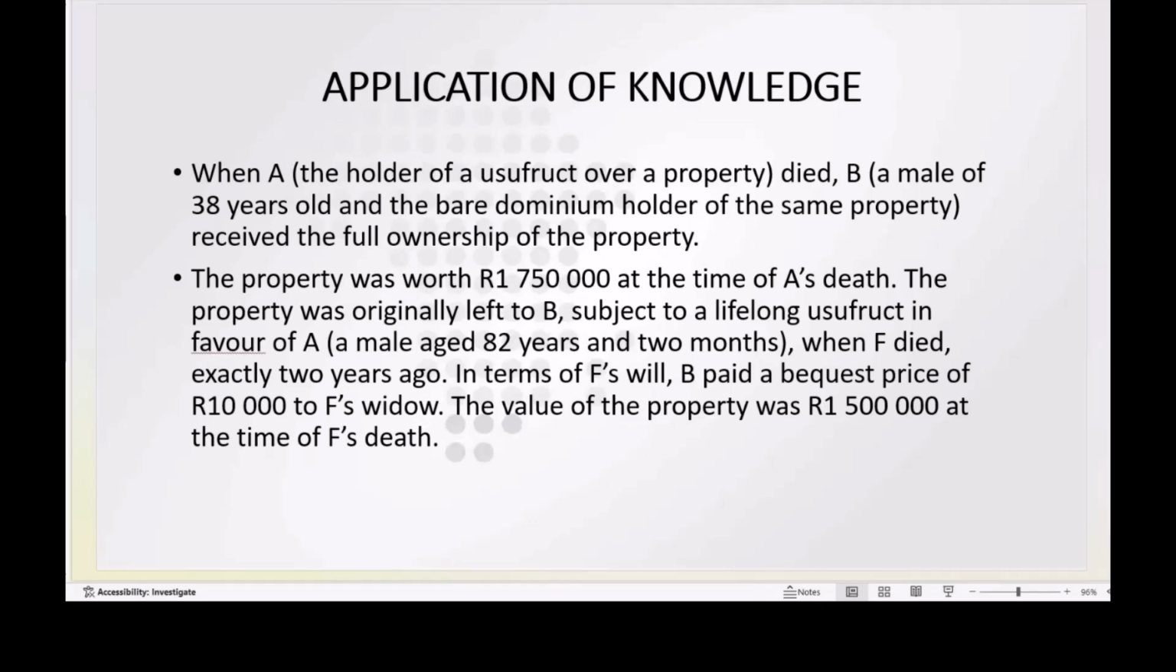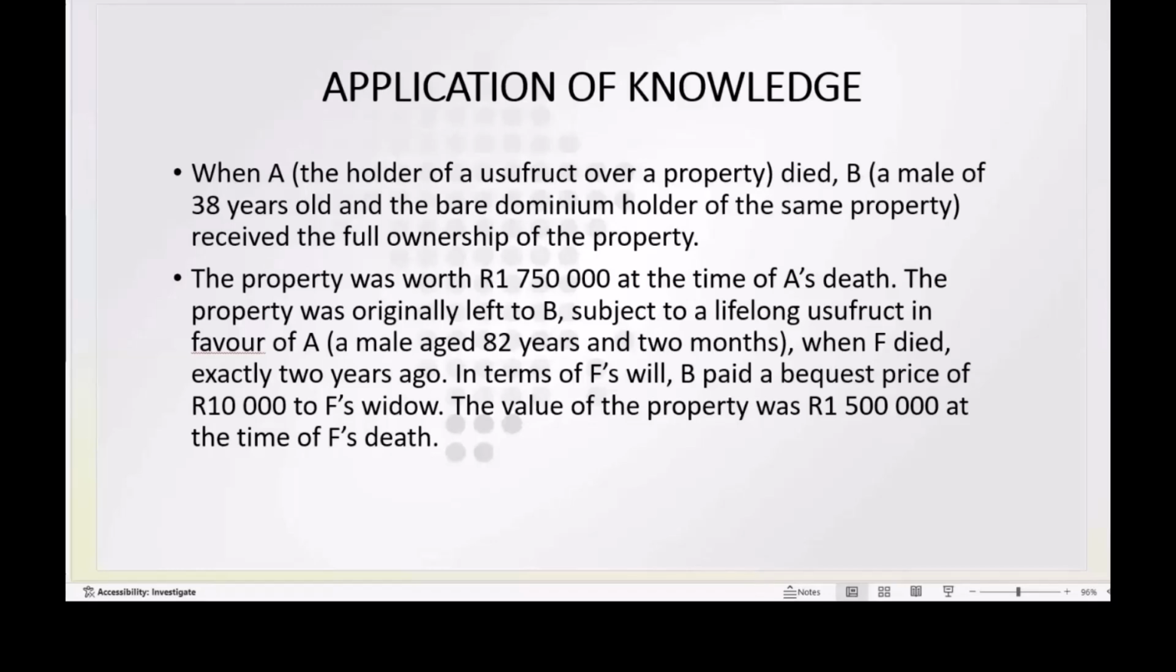This is important information because if there was any annuity or any price that had to be paid, then we would capitalize it at 6% and reduce our usufruct by that amount in terms of the first proviso. So they tell us, in terms of F's will, B paid the bequest price of 10,000 rand to F's widow. That is the amount that we would use in order to determine the usufruct. The value of the property was 1.5 million at the time of F's death.